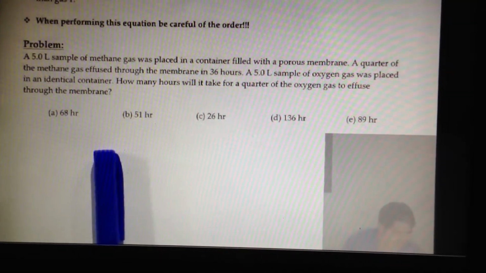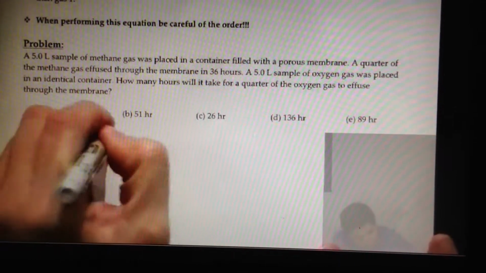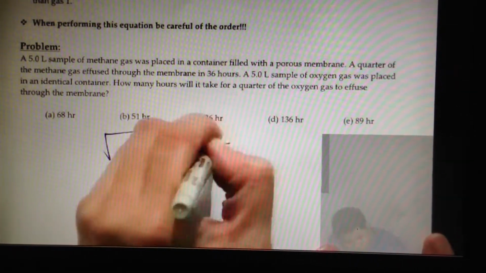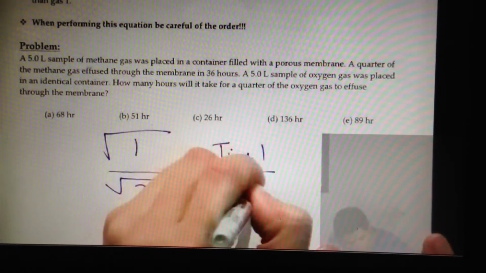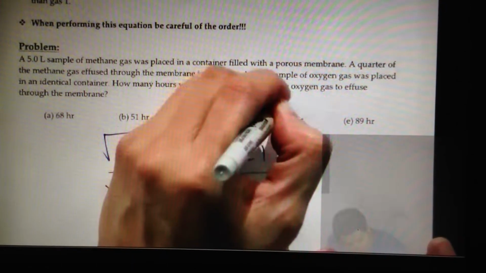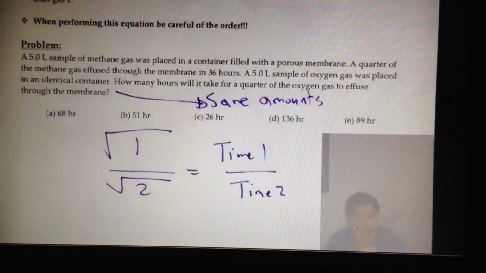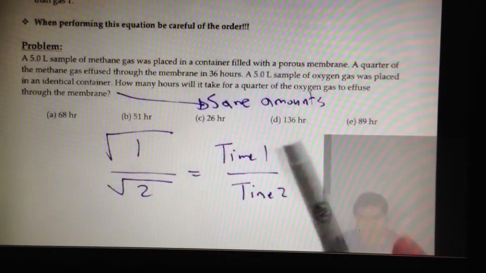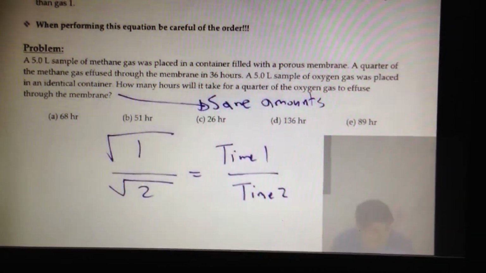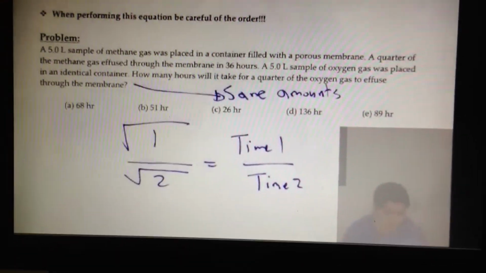So are they the same amounts? Yes. So we can use our relationship. We can say the square root of 1 over the square root of 2 equals time of 1 over time of 2, because you have the same amounts. Okay? That's the key there. Same amounts. And you're usually going to see that because they want you to do the time and they're going to be the same amounts. Again, if you want different amounts, you can see that problem in your practice set to do at home.